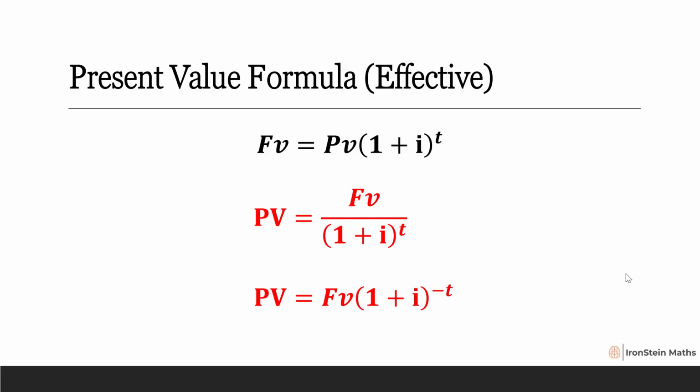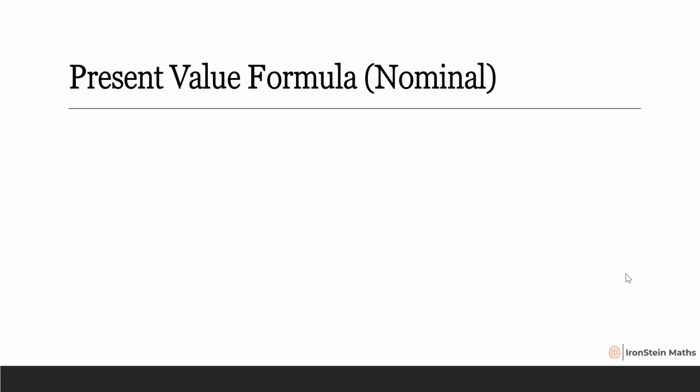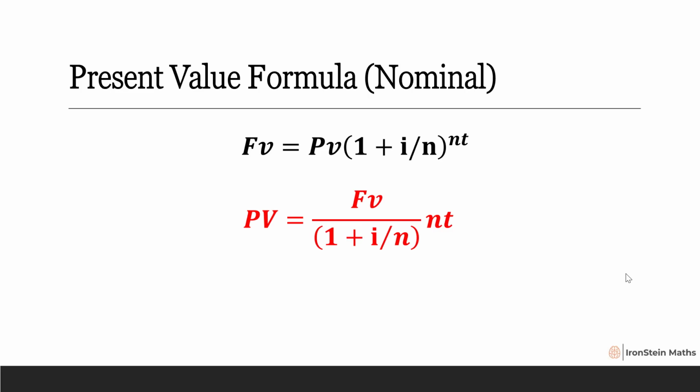Same thing with the present value formula with nominal interest. We know that future value is equal to the present value multiplied by 1 plus i divided by n raised to the exponent nt. So if we divide the other side of the equation by the bracket, we have present value equal to future value divided by 1 plus i over n raised to the nt. And if we want to put that denominator in the numerator, we simply change the sign of the exponent, and that becomes minus nt.